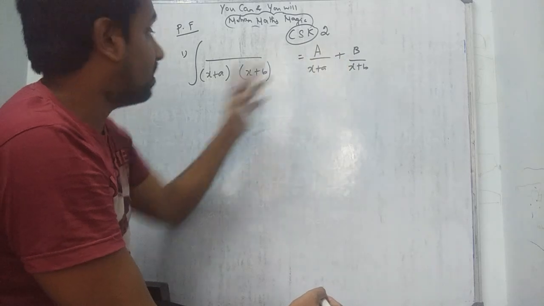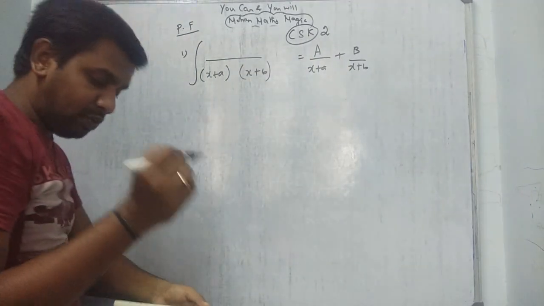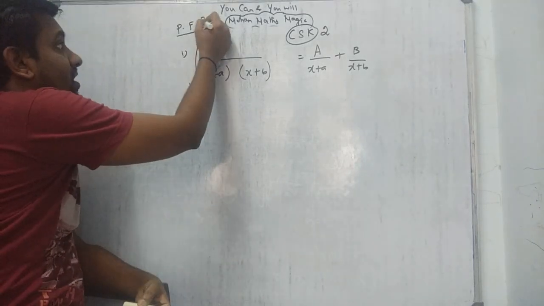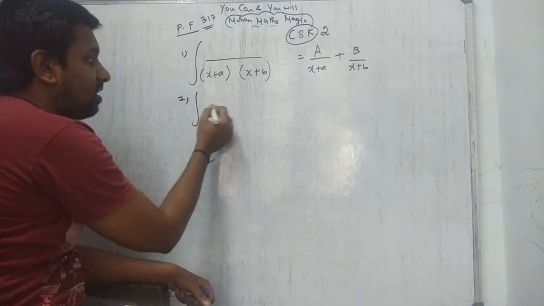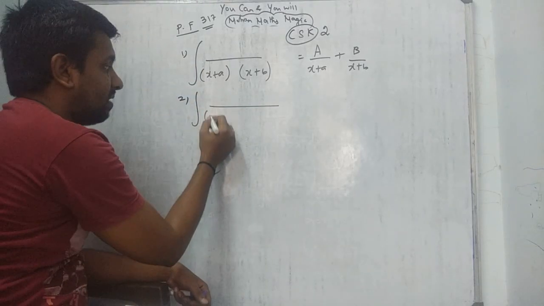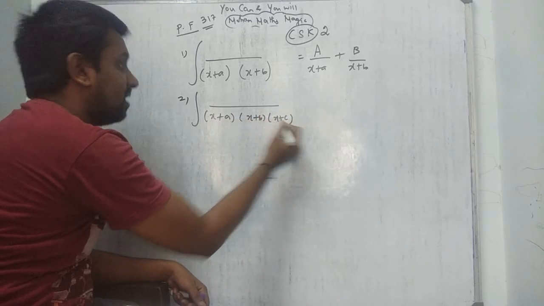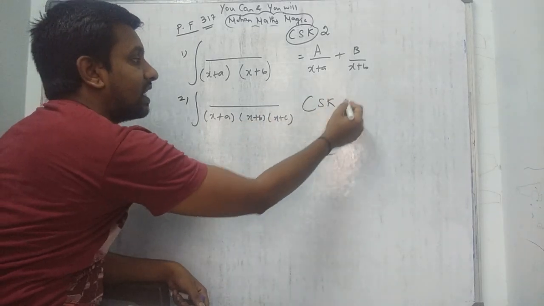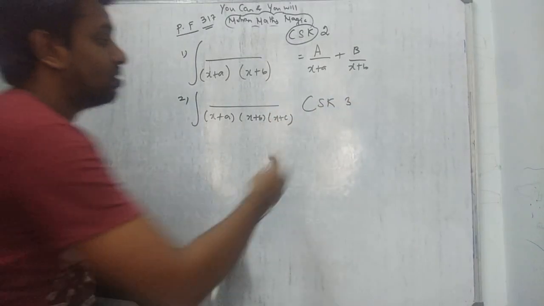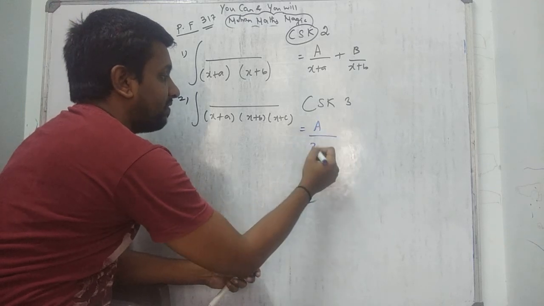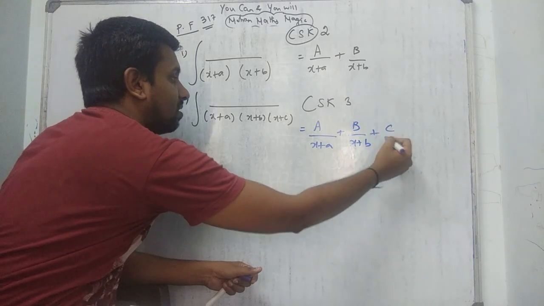CSK2, what is the meaning? Denominator with 2 brackets, and for the numerator you can see your textbook page number 317. Later I'll come back to the numerator. If any fraction has a denominator with 3 brackets, x plus a, x plus b, x plus c, we have to use CSK3. So A upon first bracket, B upon second bracket, and C upon third bracket.